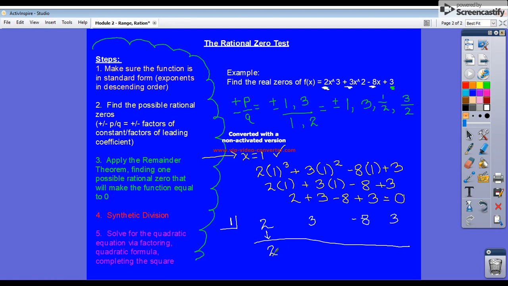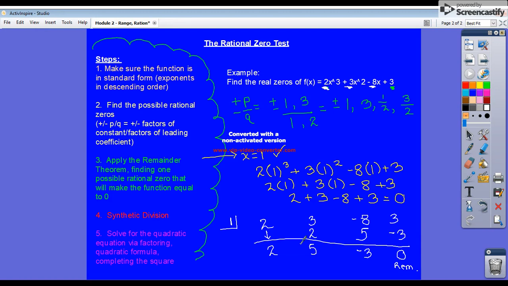The first step of synthetic division is to bring down the leading coefficient, which is 2. When this number hits below the line, multiply it by the number in the box. So 2 times 1 is 2. When the numbers are together, add them up. 3 plus 2 is 5. Number hits below the line, multiply it by the number in the box. Numbers are together, add them up. Negative 8 plus 5 is negative 3. And then number hits below the line, negative 3 times 1 is negative 3, which gives me 0, which shows me that my remainder theorem in the previous step was correct, because the last number always represents the remainder.